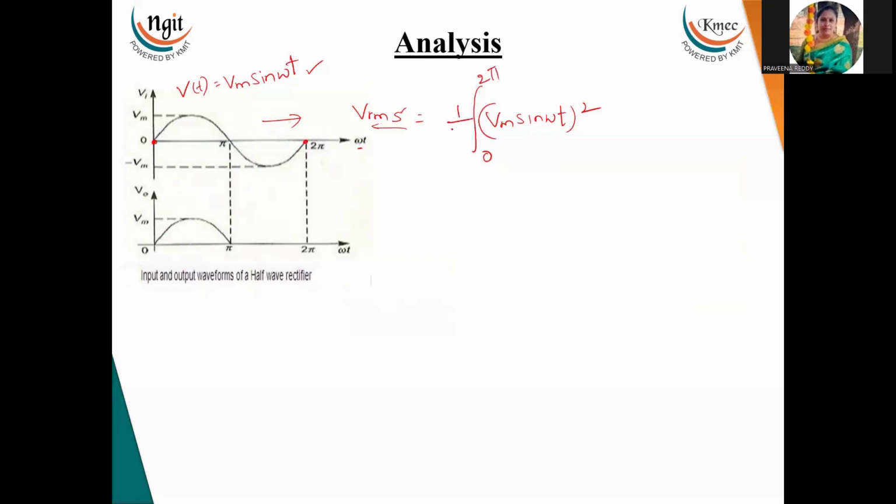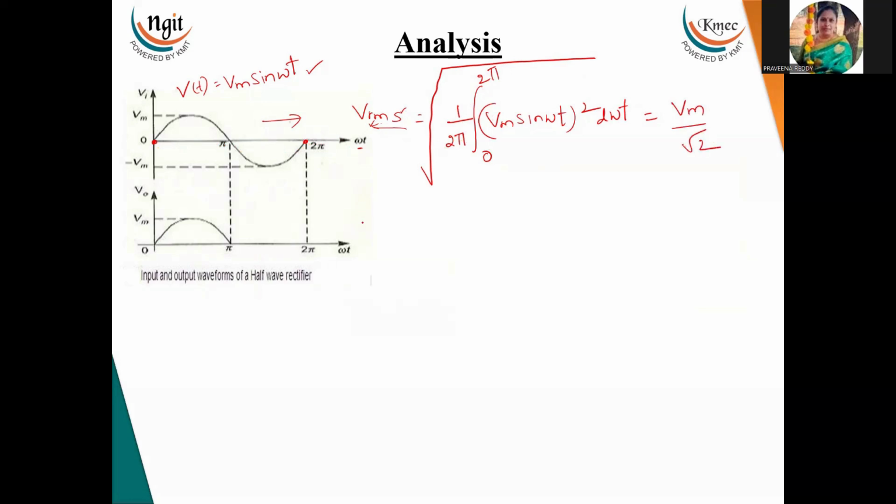And what do we need to divide with? Here we need to divide with the time period. The limits are 0 to 2 pi, and we need to divide with 2 pi. And the last step is the root. Take the root of this function and integrate with respect to omega t. Then you will get Vm by root 2.